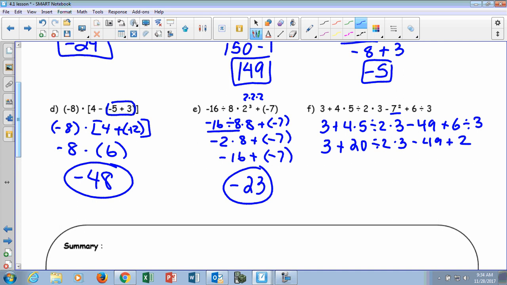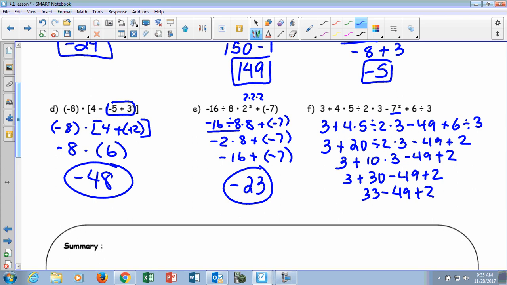Now again, working left to right, before I multiply this 2 into 3, I got to divide 20 by 2. What's 20 divided by 2? 10. And then before I can add, I got to do this multiplication, right? 10 times 3 is 30. Now let's just go through. So 3 plus 30 is 33. And 30 minus 49 is negative 16. And when you add 2 to it, you get negative 14. So all that work to get that. How many people got negative 14? Good, that was tough.